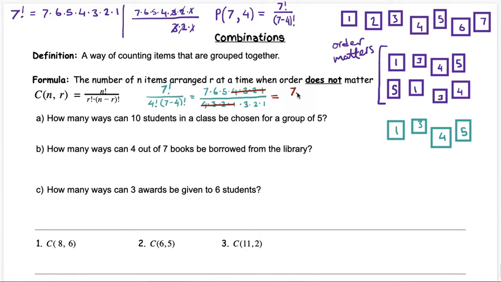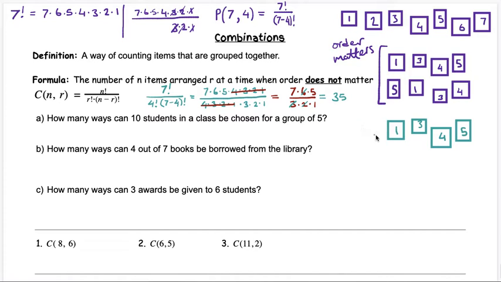So we'll have the first 3 of 7 factorial, 7, 6, 5, and the last 3 of the other, so 3, 2, 1. Because 7 minus 4 is 3, we're going to have 3 terms in the numerator and 3 terms in the denominator, and of course we can still do our cancelling, because 3 times 2 is 6, and therefore we get 35.